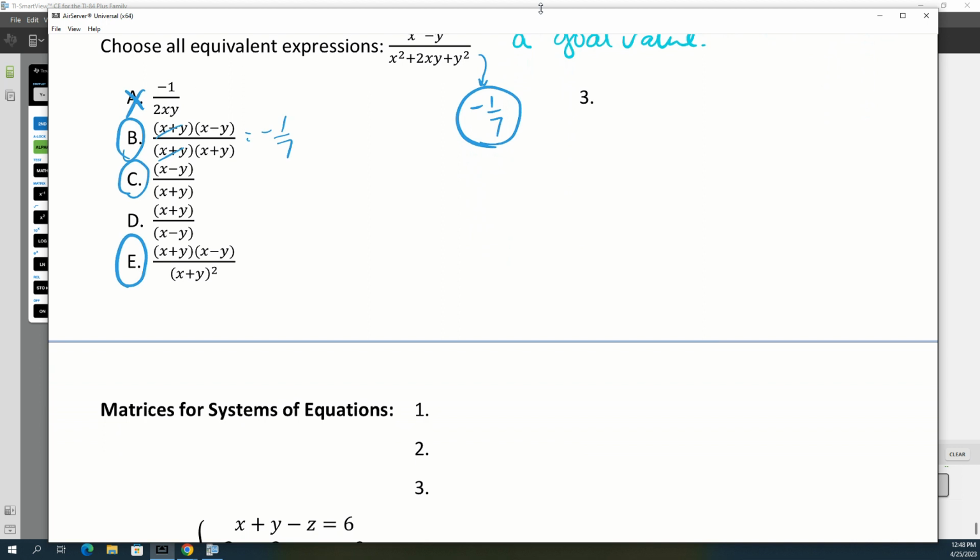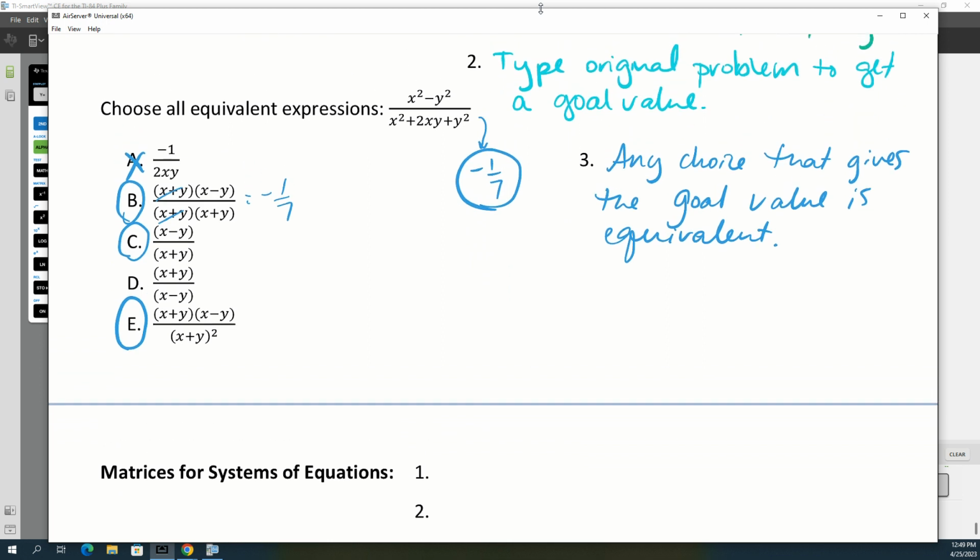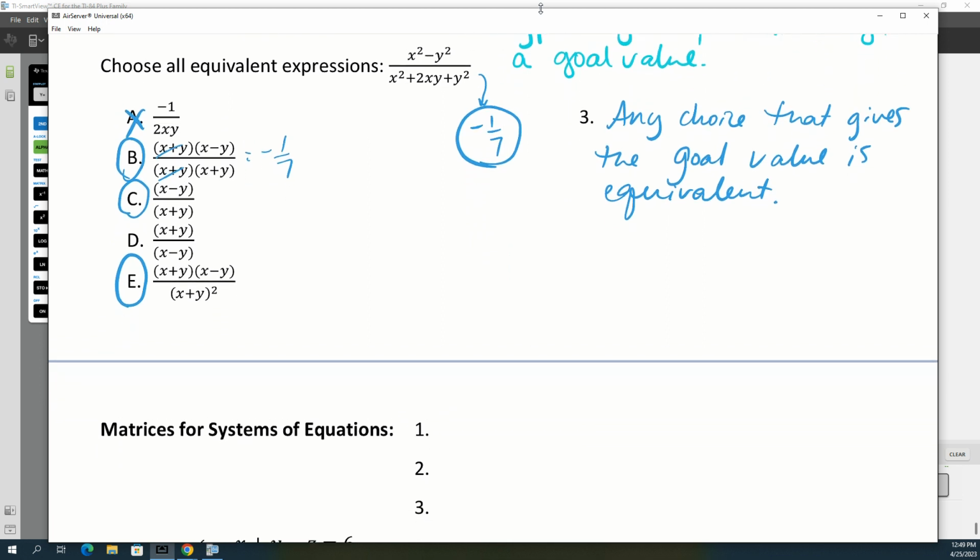Oh, I didn't put it in step. Let's write it in step 3. So any choice that gives the goal value is equivalent. Okay. And no matter how good you are at algebra, everybody can do that if it's on the calculator part for sure.